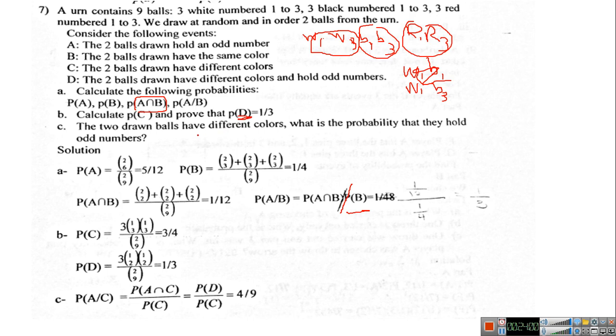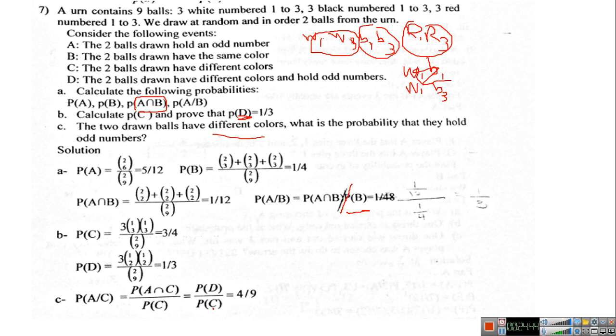Now the 2 drawn balls have different color. This is C. So knowing C, what is the probability that they hold odd numbers? Hold odd numbers, it means A. So I want P of A knowing C. You know that the formula is P of A intersecting C over P of C. So now, what is A intersecting C? The 2 balls hold an odd number and C have different color. If you combine it together, odd number and different color, this is nothing else than P of D over P of C, which is 4 over 9.